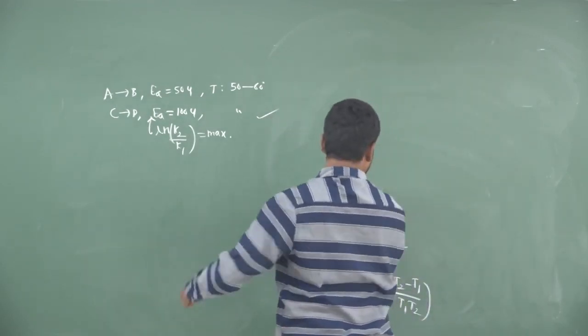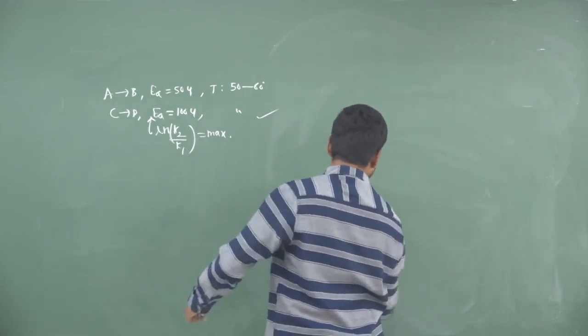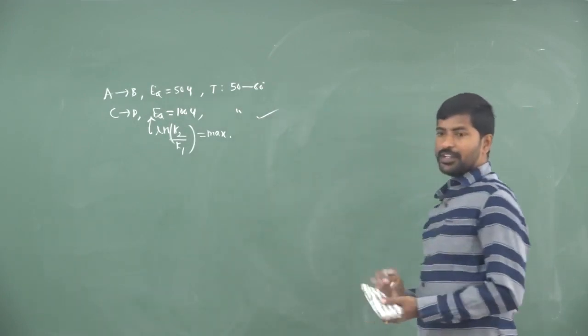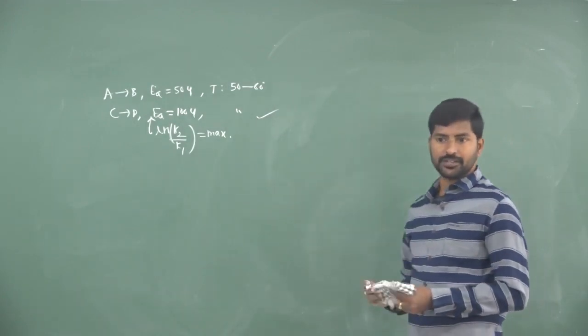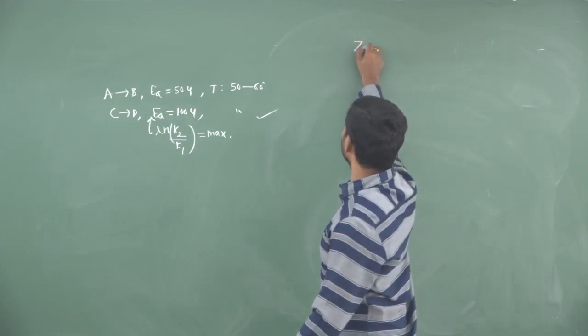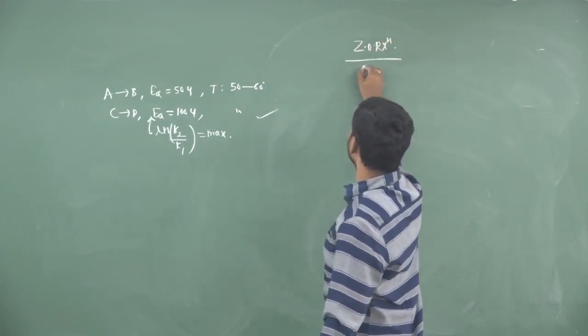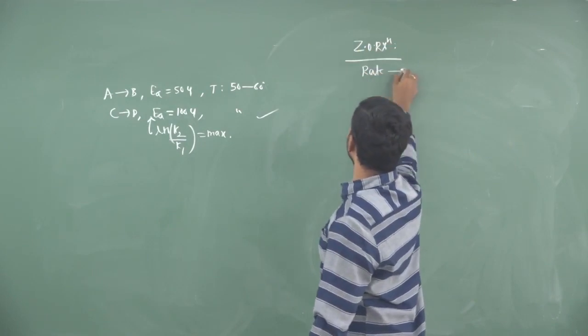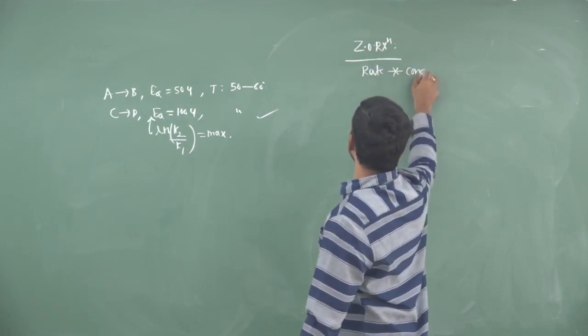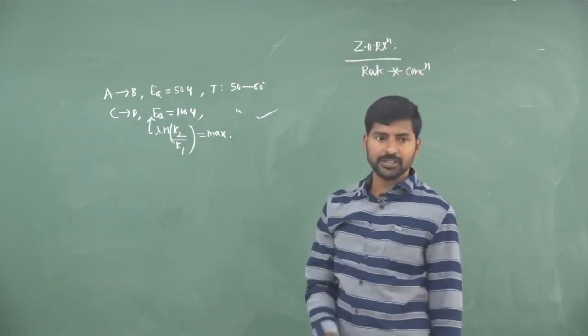Right, this is the Arrhenius equation. Next one, we have reactions of various orders. For zero order reaction, what do we have to remember? What is different? What about rate and concentration? Rate depends on concentration or independent of concentration?